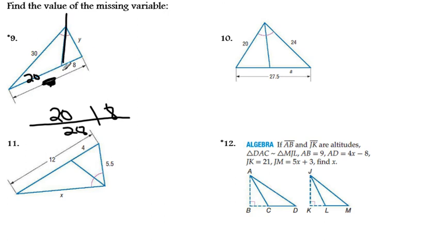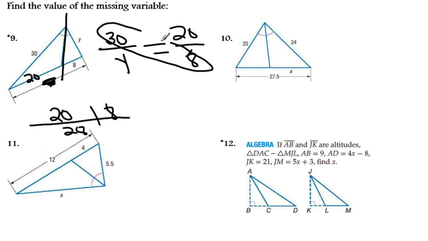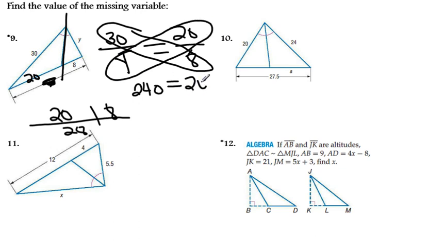So we look at this as our fraction bar, and it tells us to set up our fraction as 30 over y equal to 20 over 8. I'm going to cross multiply, and I get 30 times 8, which is 240, and that equals 20 times y, which is just 20y. Divide both sides by 20. I get y equals 12.